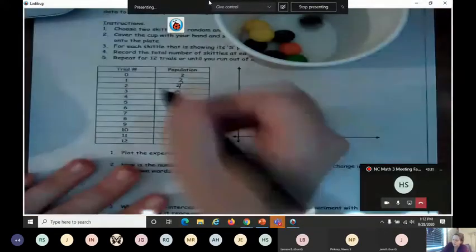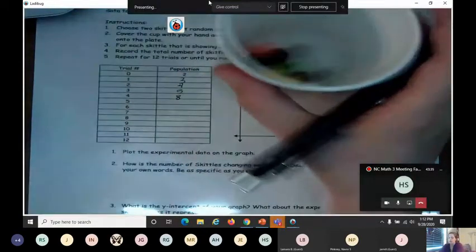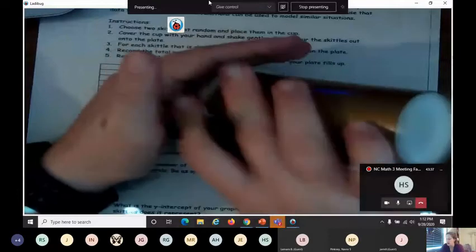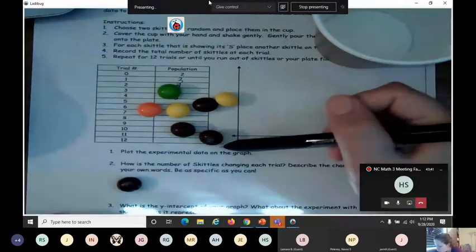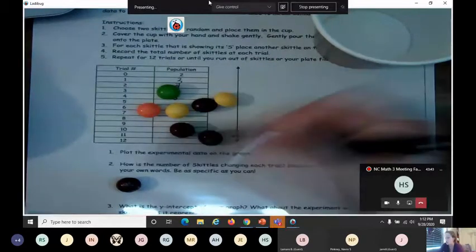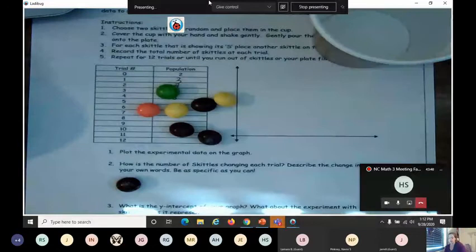So on my next one, I'm going to have 8. I'm going to shake them up. All right, and roll them out. And now I have, let's see, 1, 2, 3, 4 with S's up. So I'm going to pick 4 more Skittles to put in there. All right.